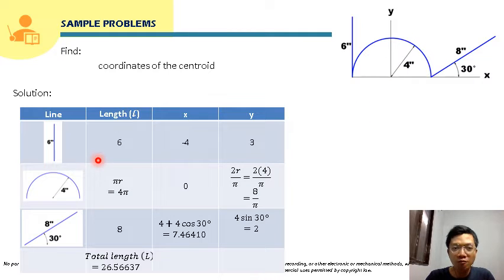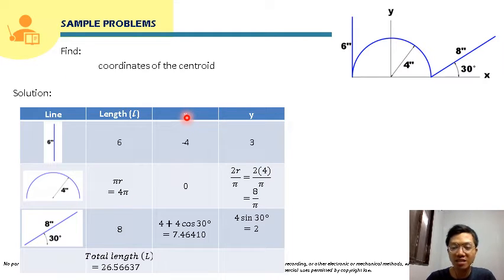We will measure the x and y coordinates from this reference point. For the length of the first line, that is already 6 inches. For the length of this semicircular arc, the formula is pi r. Basically, it's just the circumference of the semicircle. For a circle, the circumference is 2 pi r, so since this is a semicircular arc, it will be half of that, which is pi r. Our radius is 4, so the length of this semicircular arc is 4 pi. For the 8 inches inclined line, its length will be 8 inches.